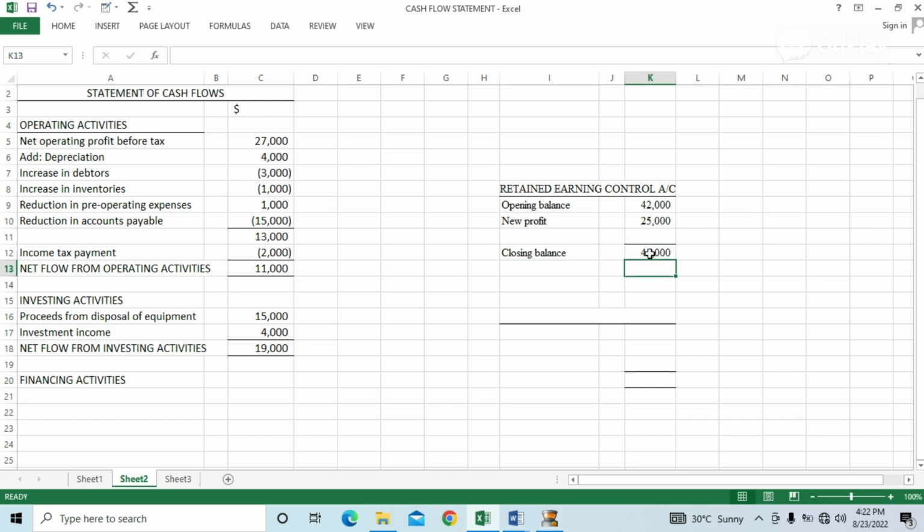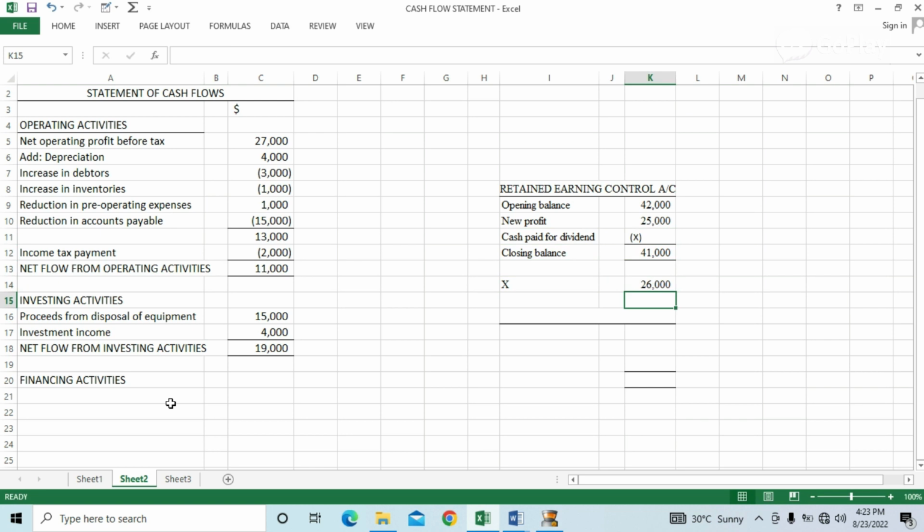So what happened? The difference is the cash paid for dividend. The cash paid for dividend, so we just indicate it as X. So how much cash was paid for dividend? By my calculator, 42,000 plus 25,000 minus X equals 41,000. So if you do it by my calculator, the dividend that was paid was 26,000.